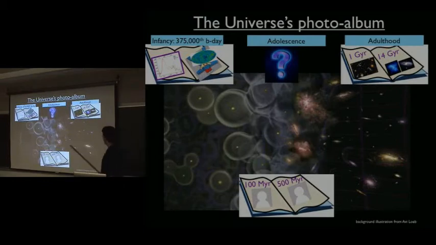And so this talk is about filling in the missing pages. There's a transition from these small fluctuations, a Gaussian field, to this much more complex place. And our best hope for really getting detailed pictures of this epoch is with high redshift 21 centimeter.